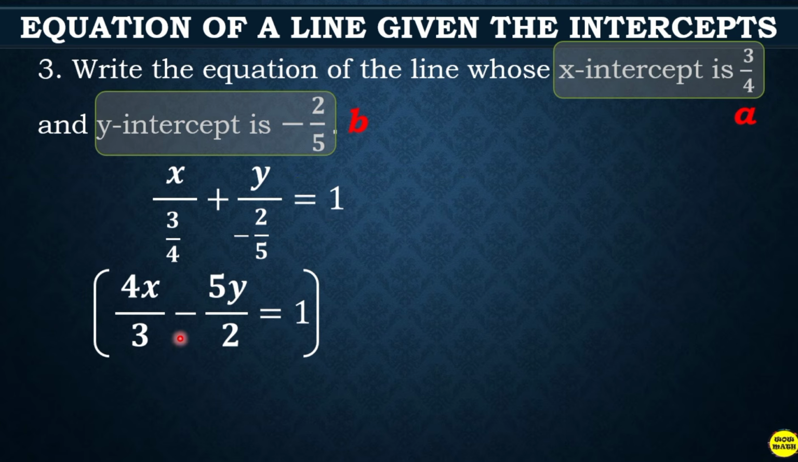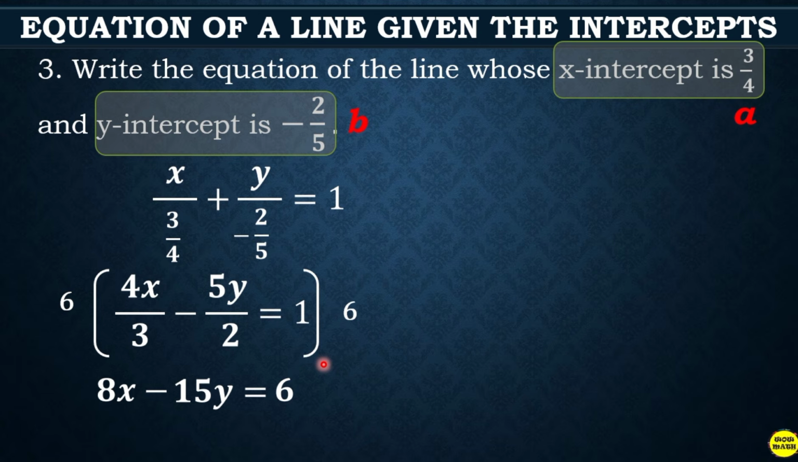Okay. So, pwede na natin kunin ng LCD. What is the LCD? The LCD is 6. Okay. So, 6 divided by 3, that is 2. Yung quotient niya, 2 times 4x, that is 8x. Minus tayo. And then, 6 divided by 2, that is 3. 3, yung quotient niya, 3 times 5y, that is 15y. Okay, so take note of your sign. So, minus tayo dyan. And then, 6 times 1 or 1 times 6, that is 6.